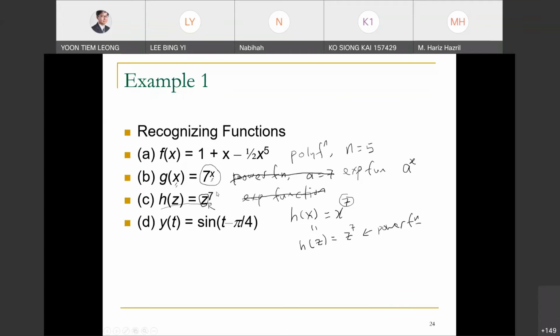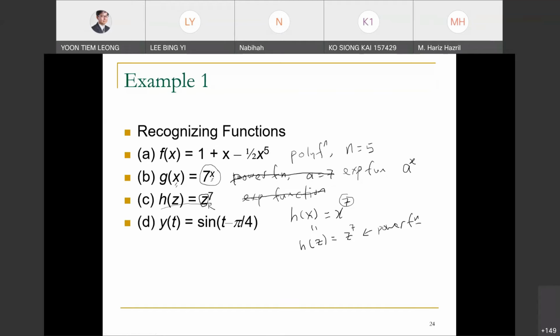A power function is like this: here is a variable that's raised to an n power, which is not a variable. Whereas for an exponential function, you have a base, which is 7, raised to a variable. So those are the two distinctions of the two functions. Okay, so I make stupid mistakes, you don't, right? If you make stupid mistakes, you would be deducted marks in the exam.